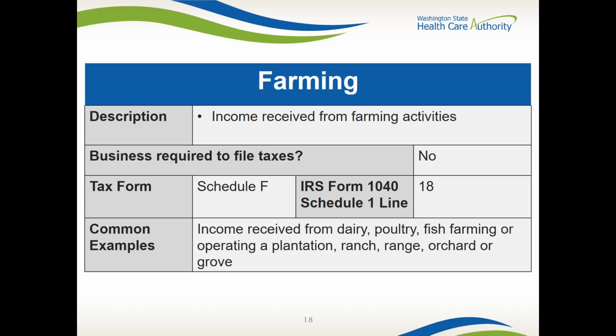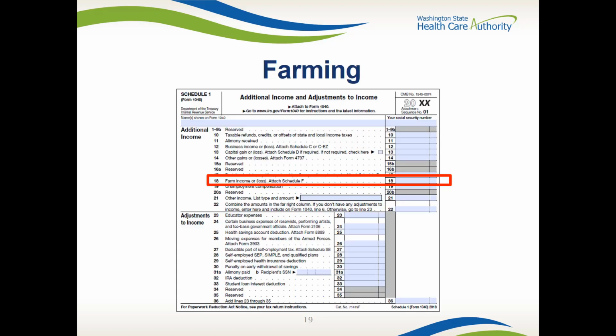Individuals who have farming income are not required to file a tax return. Typically, individuals who have farming income provide a tax return or a profit and loss statement as proof of this income. Farming income is filed on Schedule F and reported on line 18 of the Schedule 1-1040 form. Income reported on line 18 will not include income received from tribal activities, as this is not taxable income.